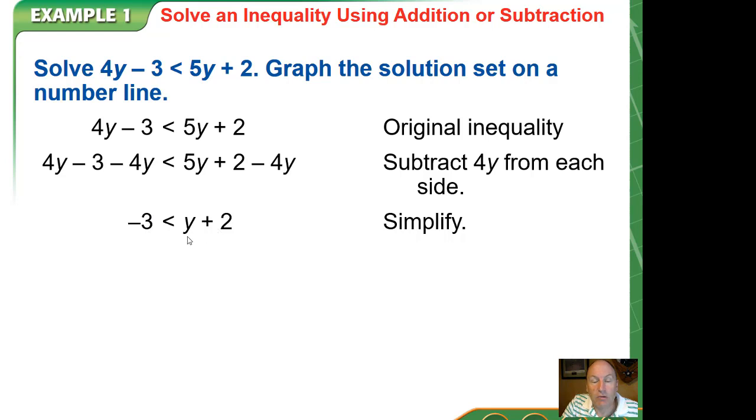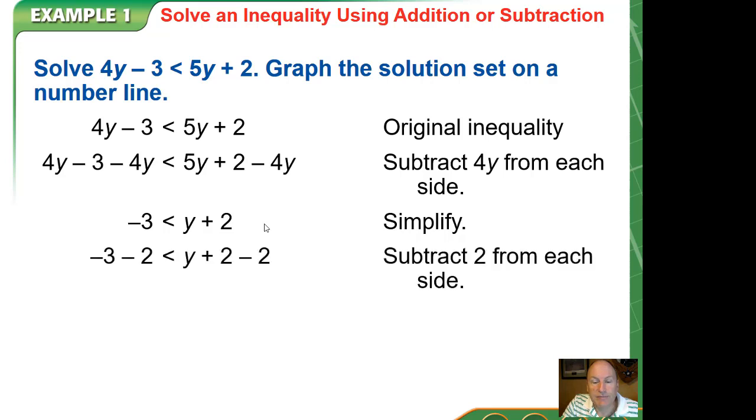So again, our objective is to isolate the variable y. So we're going to use the subtraction property of inequality again and subtract that 2 from both sides. The 2's therefore cancel out, and we're left with negative 5 less than y.